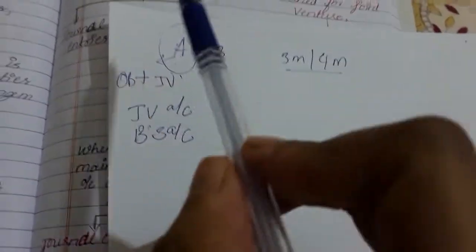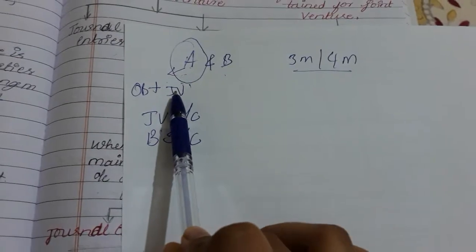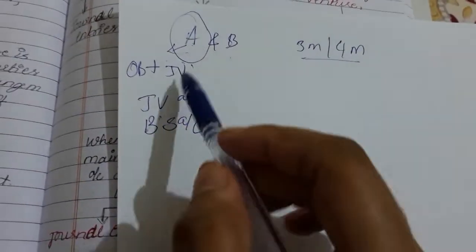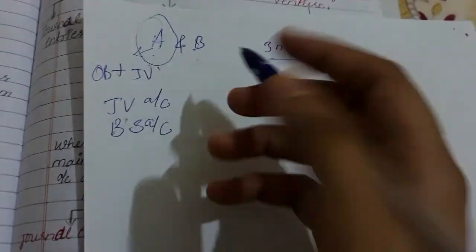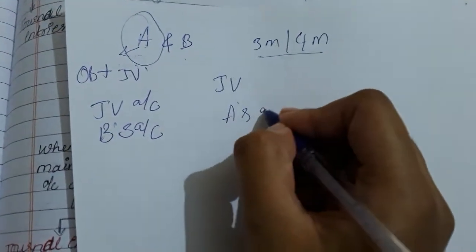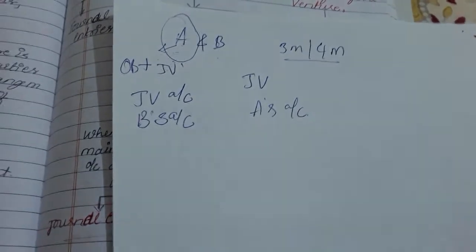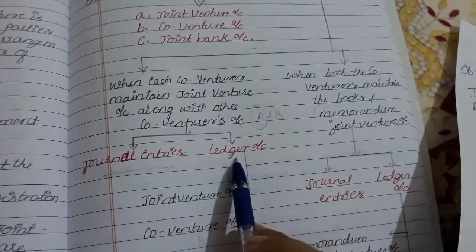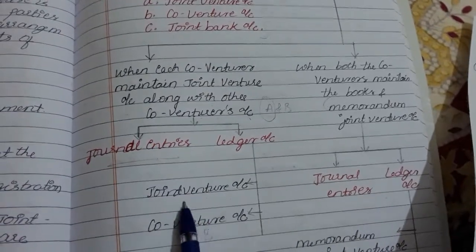So if A is preparing the joint venture books of accounts, they are prepared by A. Or, for example, A will not prepare the books of account and will give all the responsibility to B. Then B will prepare the joint venture account plus A's account, that is the co-venturers account. So this is the first case: journal entries will be there, and only two ledger accounts, the joint venture account and the co-venturers account.